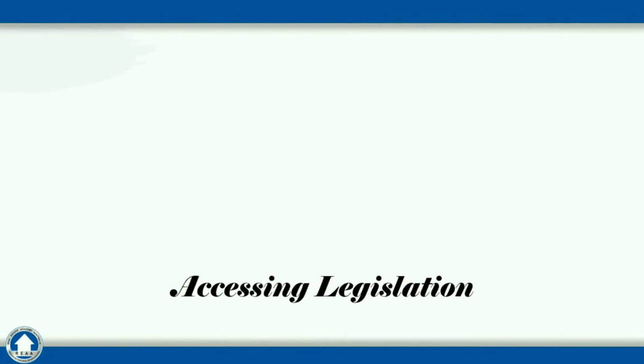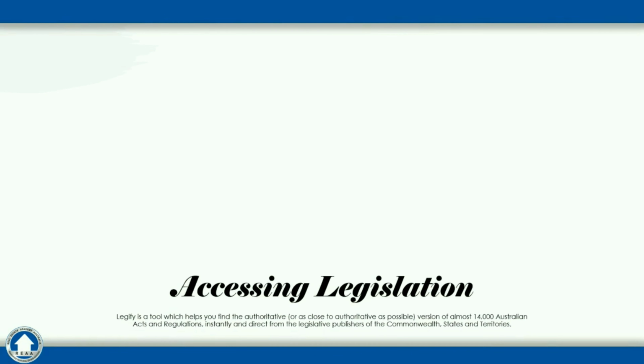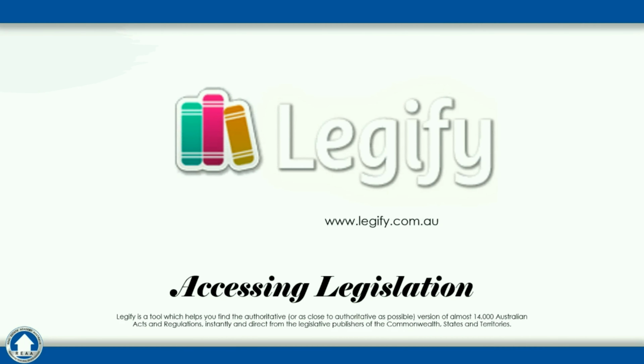Another way to access legislation is to use a tool called Ledgerfi. It's a tool that helps you find the authoritative or as close to authoritative as possible version of almost 14,000 Australian acts and regulations instantly and direct from the legislative publishers of Commonwealth, state and territories.